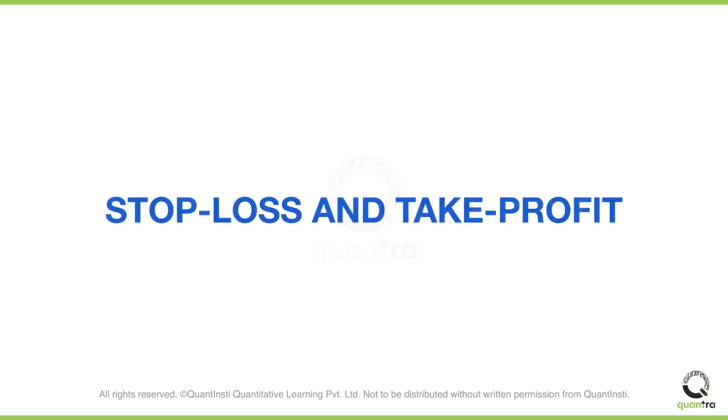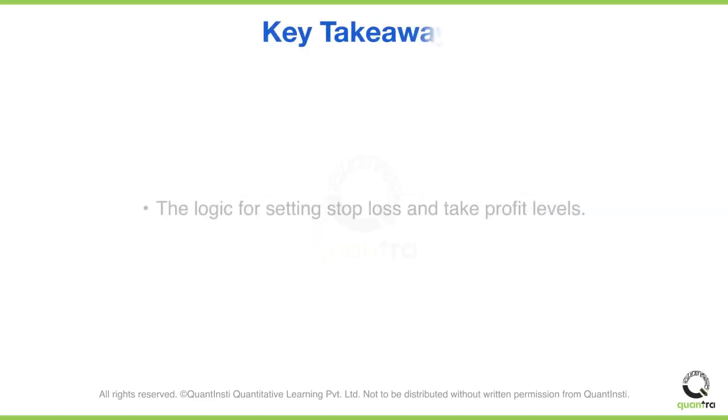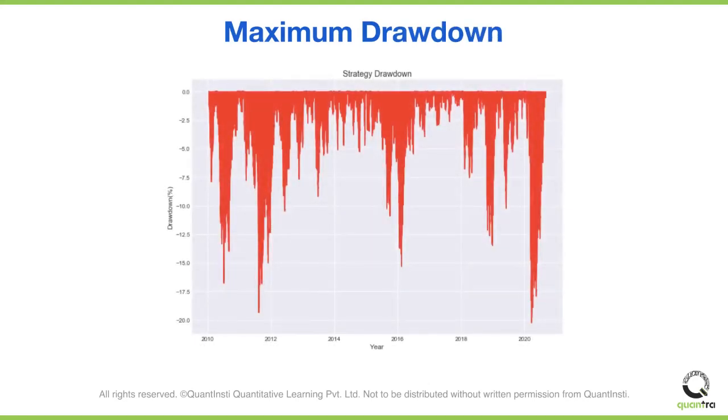Welcome to this video on stop loss and take profit. In this video, you will learn about the logic behind setting a stop loss and take profit level. John has computed the maximum drawdown of his strategy. He notices that there were certain instances where the prices dropped by more than 15%, resulting in extreme losses.